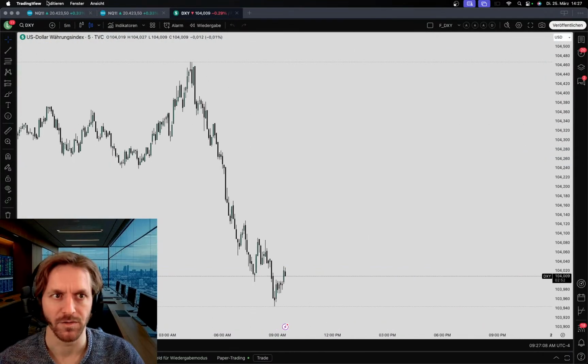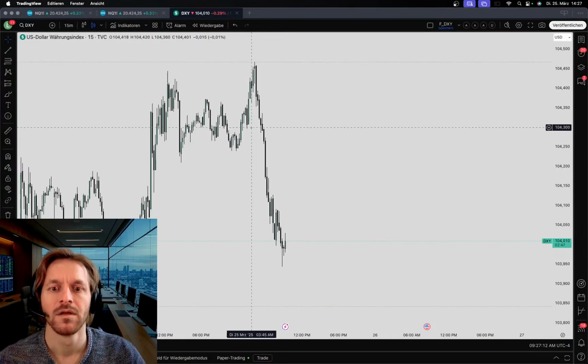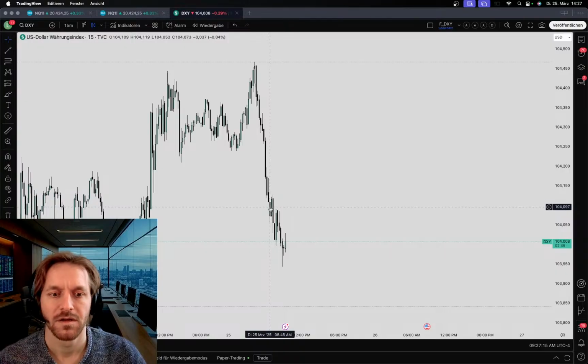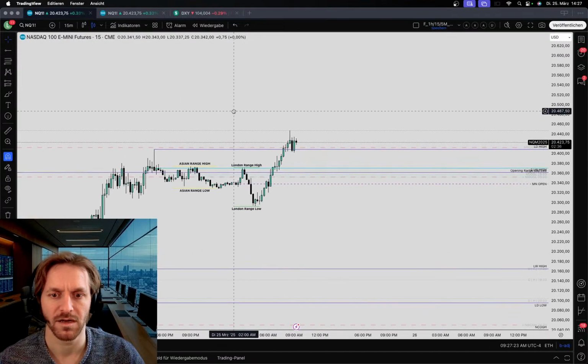That's something I really like, because right now the dollar is going in the opposite direction as the Nasdaq is doing. And that's exactly what I want to see.